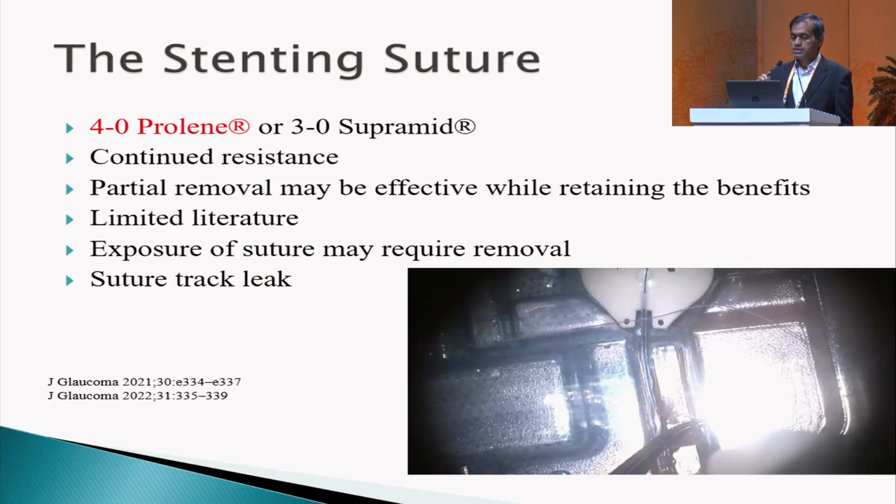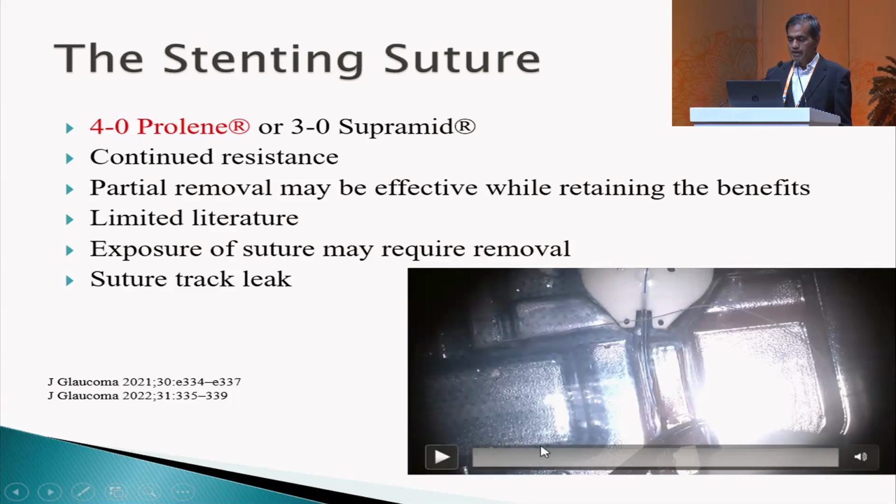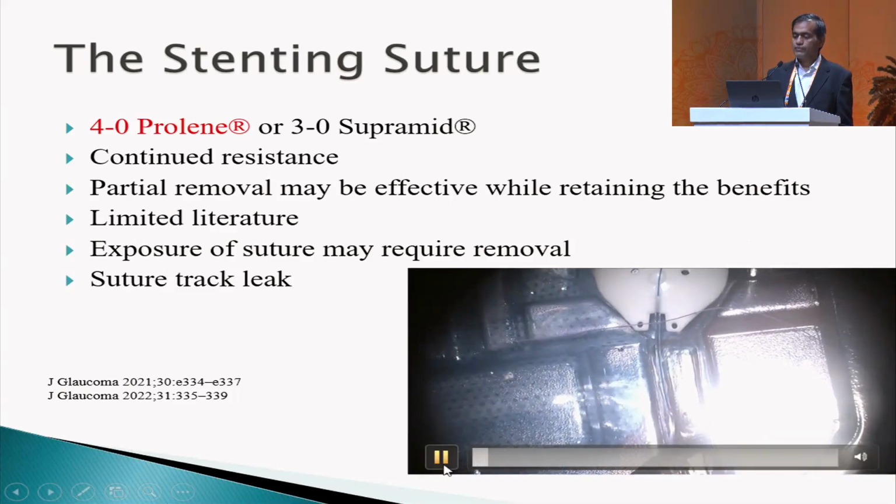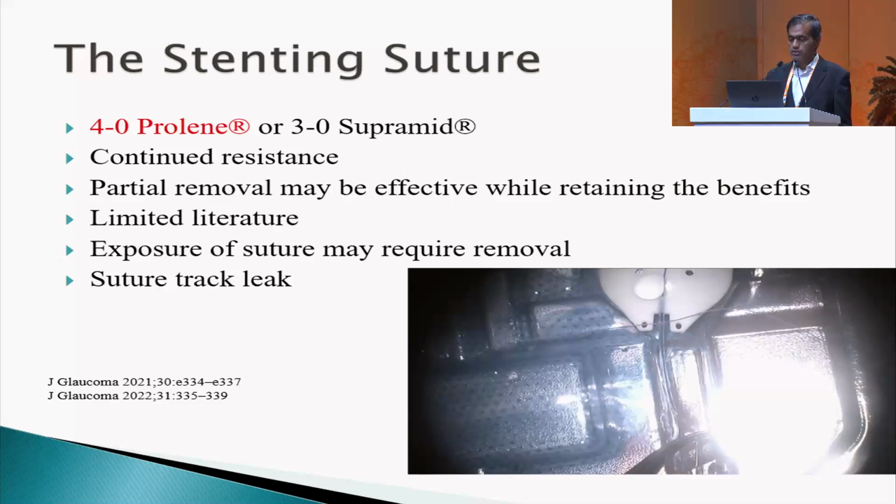So hence came the stenting suture. We use the 4-0 Prolene suture. 3-0 Supramid has also been described. It offers continued resistance after the ligature suture dissolves. Partial removal, which I will describe in the slides to come, may be effective while retaining the benefits of the stenting suture in place. This is how the stenting suture is placed.